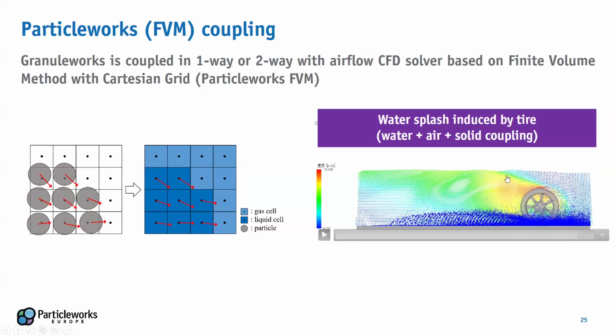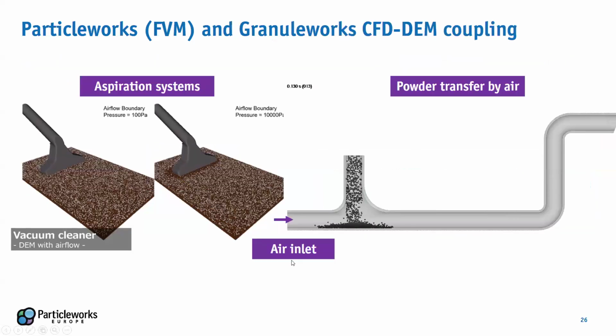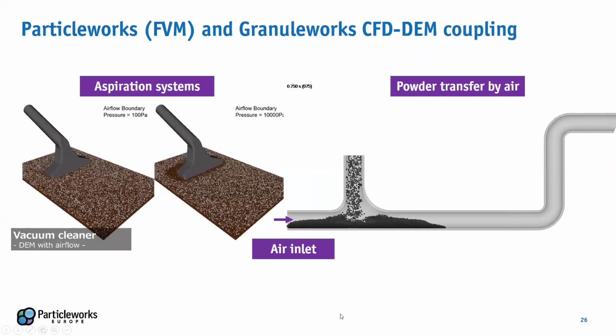So the FVM solver here is based on a Cartesian grid. At the beginning of the simulation, the whole domain is discretized automatically by this Cartesian grid, and there is a one-way or two-way coupling between the powder and the air phase. And here are some examples of this coupling.